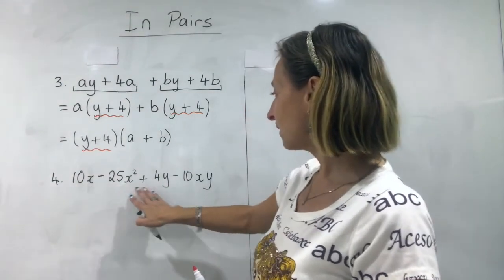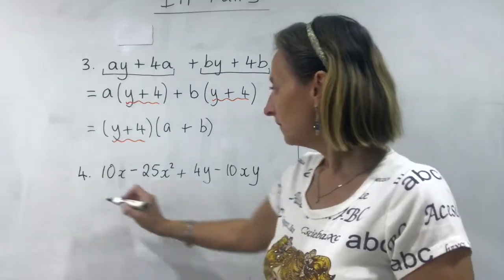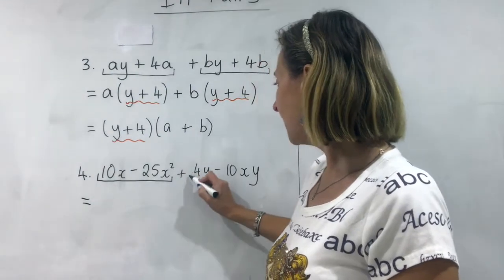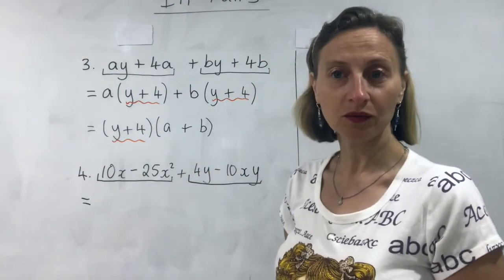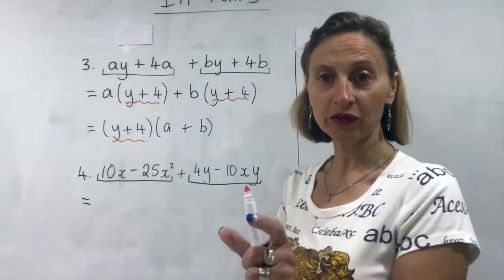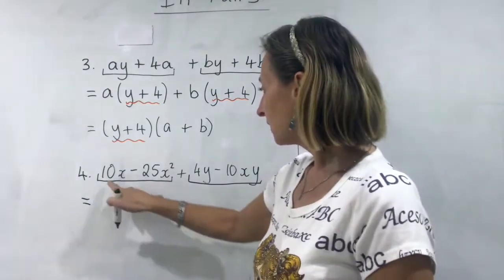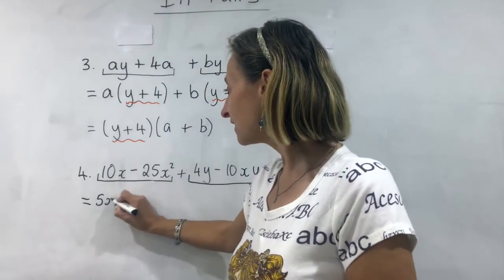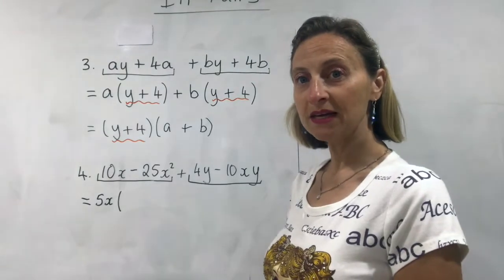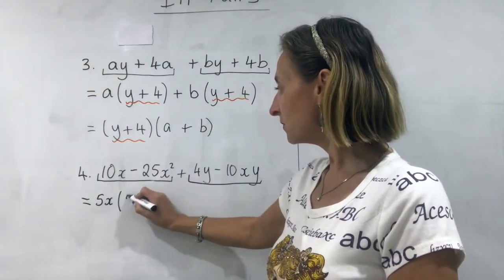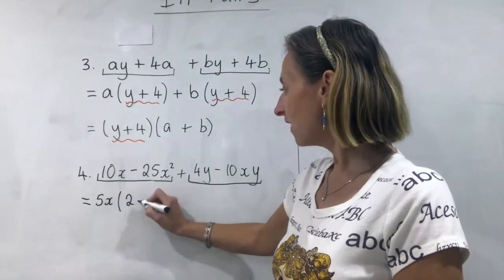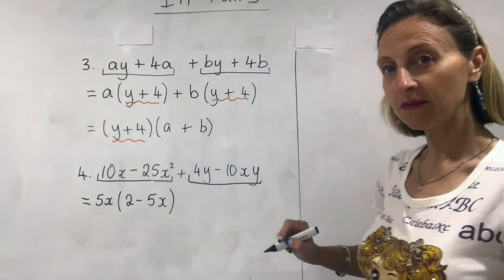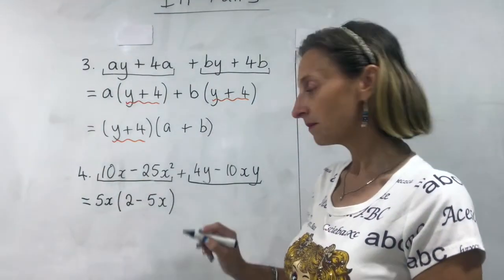10x minus 25x squared plus 4y minus 10xy. I need to take out a common factor from the first two and a common factor from the last two. Remember, at the moment we're doing first two and last two. What's in common here? Hopefully you can see that there's a 5 and an x in common. And what would be inside the brackets? 5x times 2 gives me 10x, and 5x times minus 5x gives me 25x squared. You can always check it by expanding the brackets.